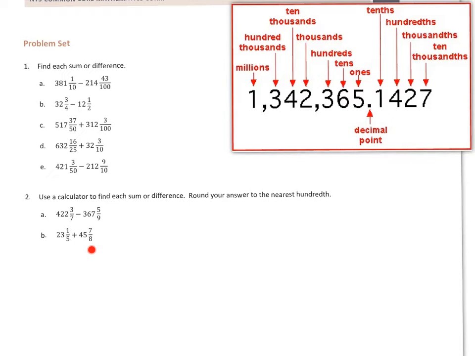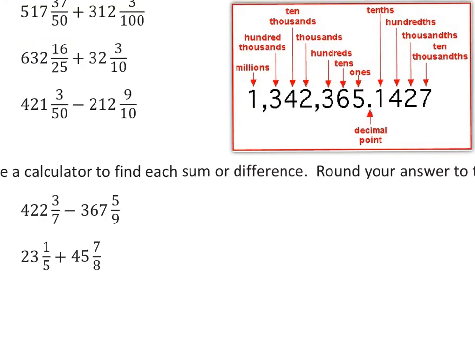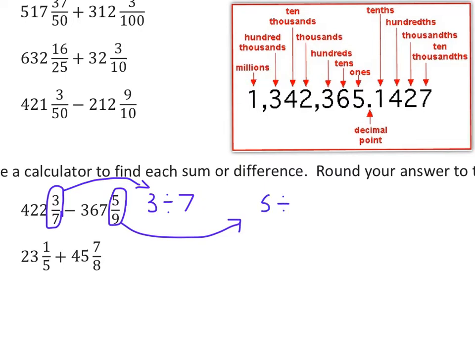And to do it on a calculator, it's pretty simple. You simply understand the fraction as a division sentence. So if we zoom in and we look at 3/7, that means 3 divided by 7. And 5/9 would be the problem 5 divided by 9. So in a calculator, there's a few ways we can do this.